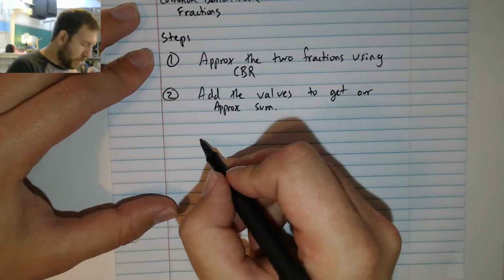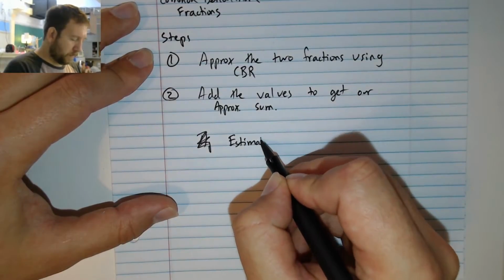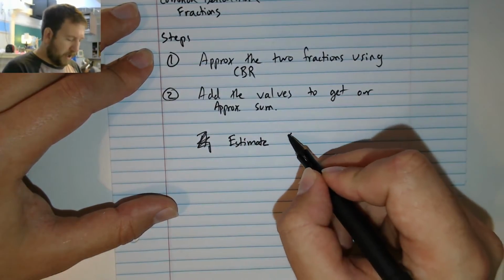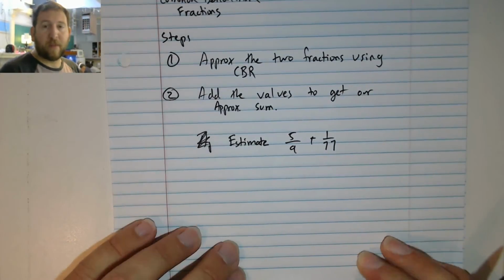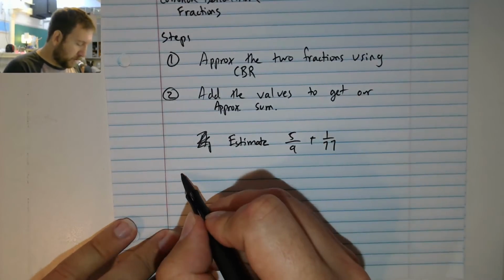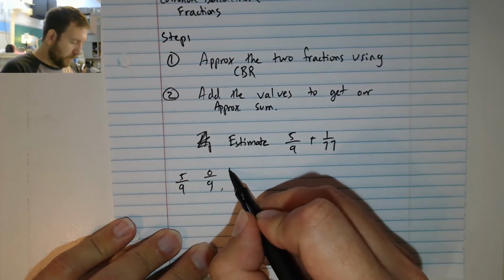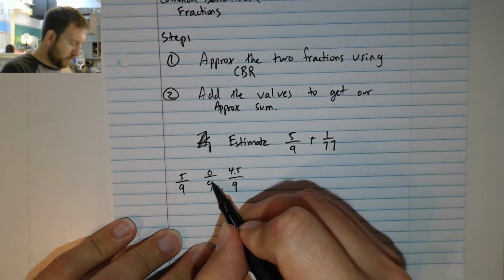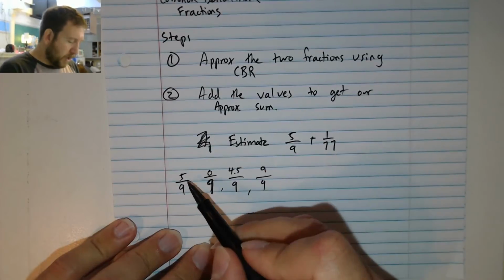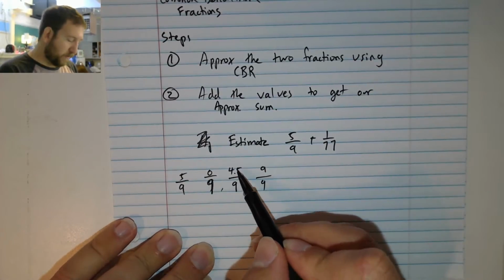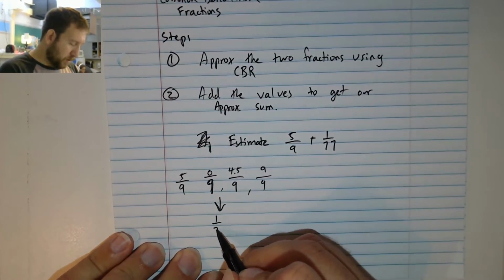Okay, we're going to estimate 5/9 plus 1/77. So I'm going to do kind of what I did before. I'm going to take my 5/9, and I'm going to say, is it closer to 0/9? Is it closer to 4.5/9? This should be a 9 instead of a G. Or is it closer to 9/9? Well, it seems pretty obvious to me that this is closest to 4.5/9, which is in my center. So I can estimate this to be 1/2.